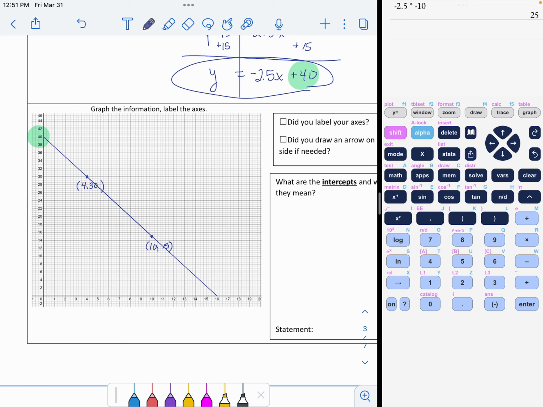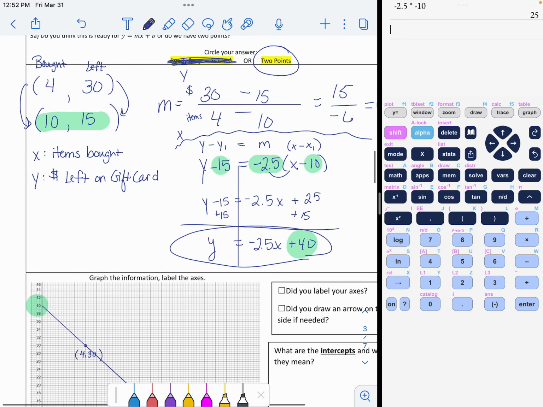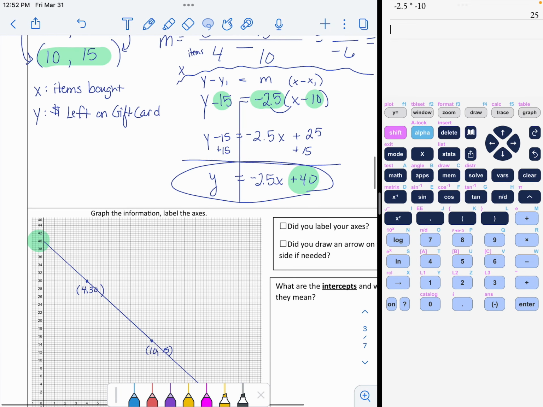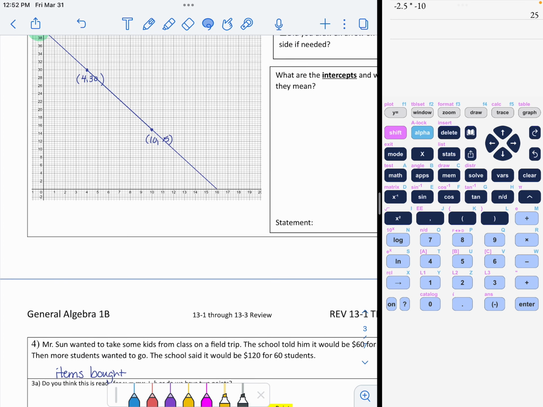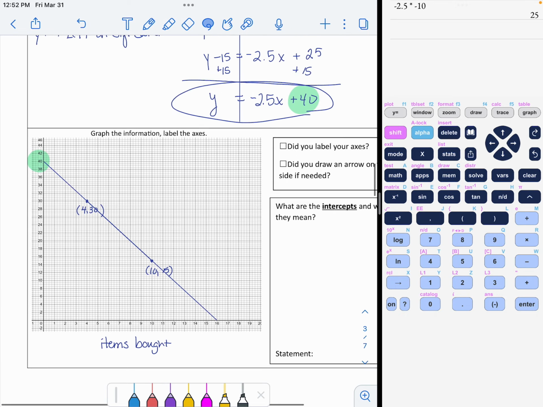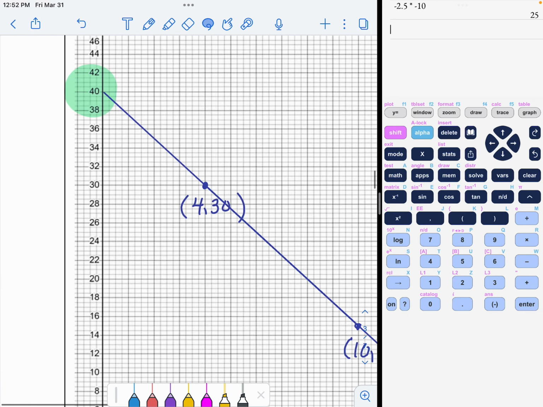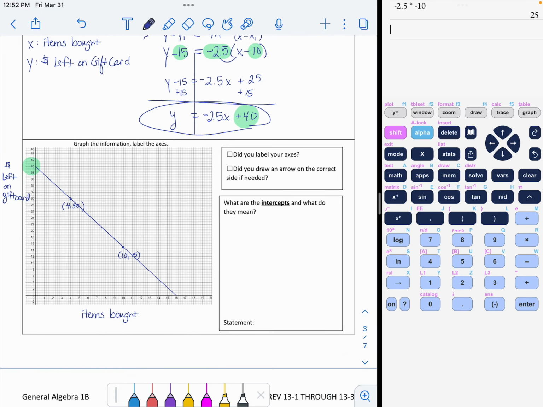So did I label my axes? I definitely did not. Remember, x was the items bought. Look how lazy I'm going to be, guys. And y was the money left on the gift card. So I'll say money left on gift card. Is gift card one word? It is today. Did I label my axes? Yep. Did I draw an arrowhead? Not needed. And what are the intercepts and what do they mean?